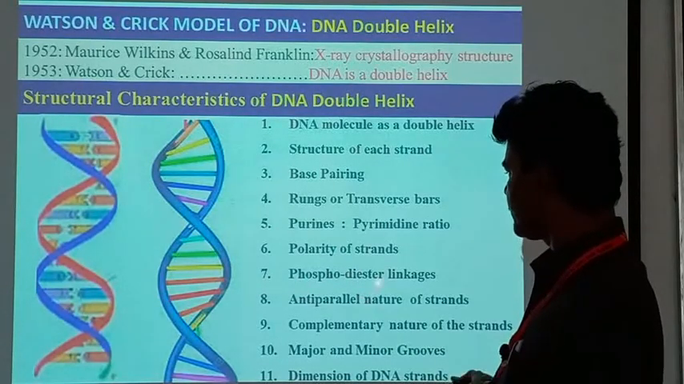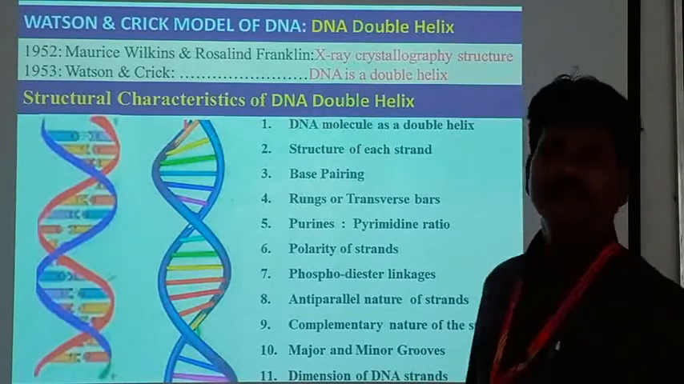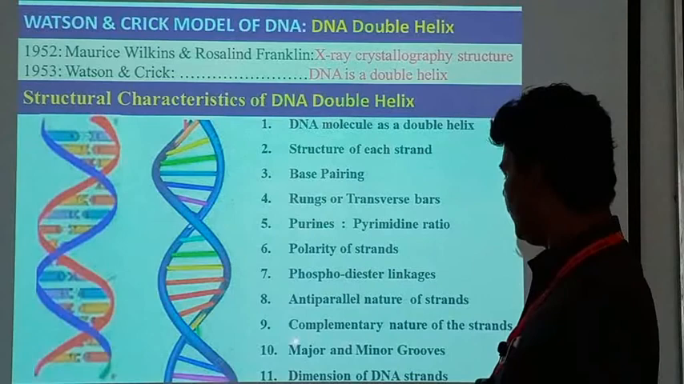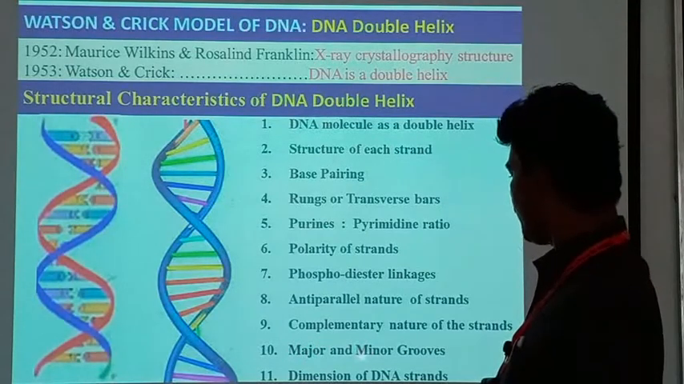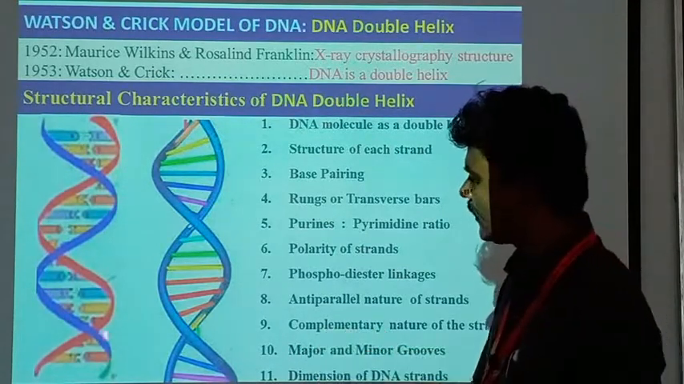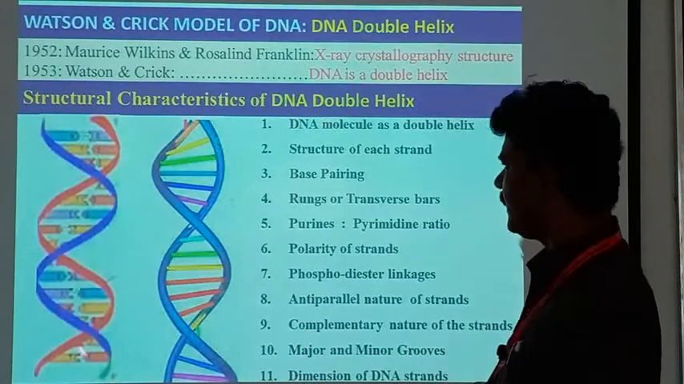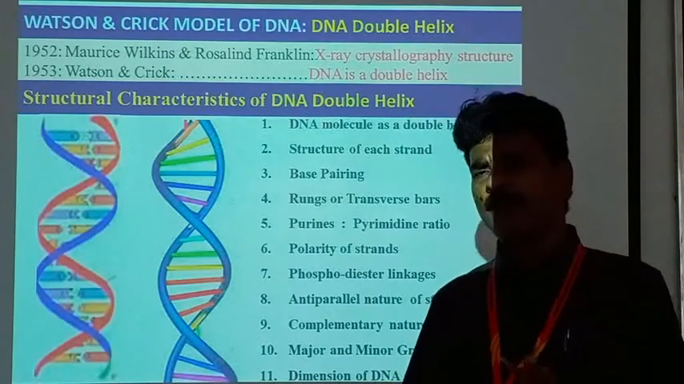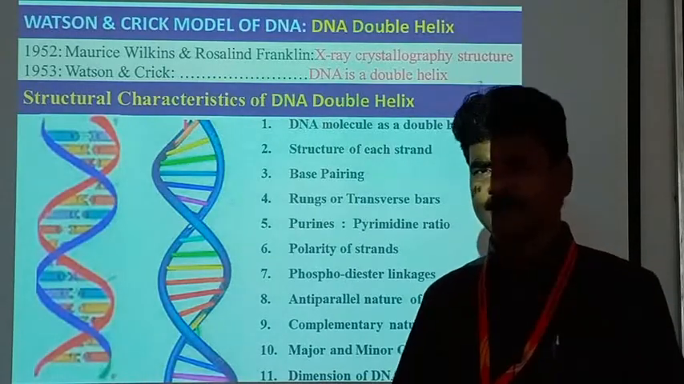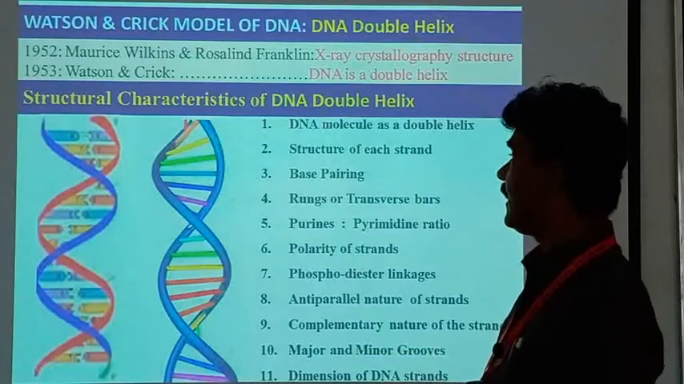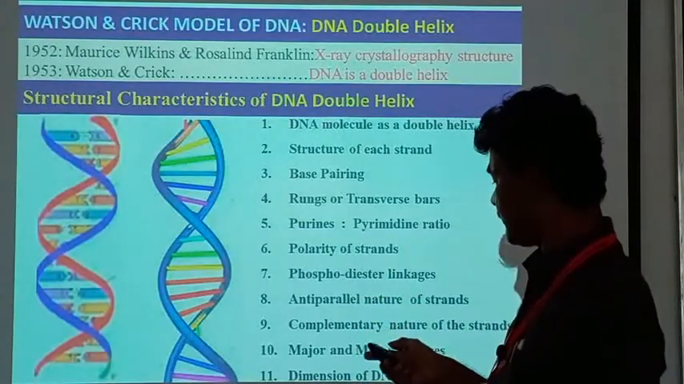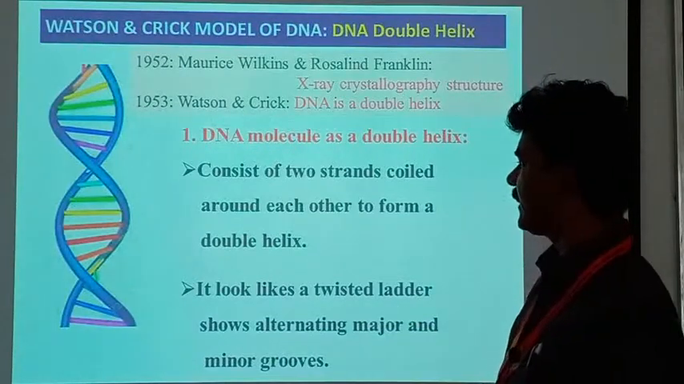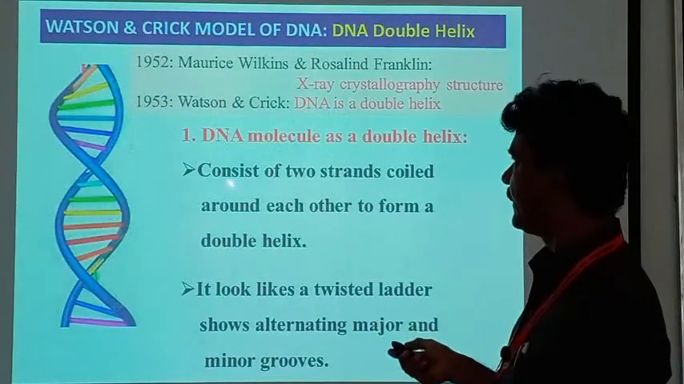There is a phosphodiester linkage on the DNA strand. The strands are antiparallel. Strands are complementary. And some major and minor grooves are observed on the DNA strand. And there is a specific dimension in the DNA strand. It means that some characteristics, some properties, are there in the DNA strand, and they were explained by Watson and Crick. One by one, when we talk about those properties or characteristics, we come to the first one.